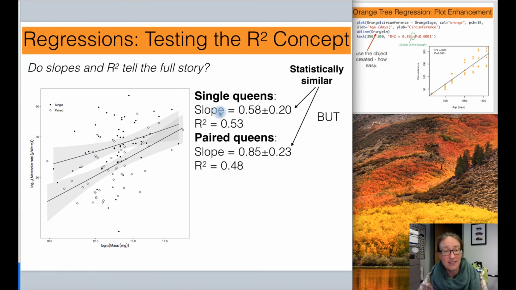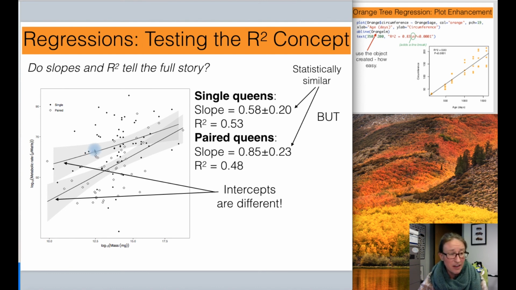But if I statistically compare the slopes for queens by themselves or queens in pairs, I actually find that the slopes are very similar to each other. They're not different from each other. So the nature of the relationship is the same for single versus paired queens. However, one thing that I did find was that in this case, the intercepts were different, as indicated by the higher elevation of the line for queens by themselves. So what this means is, regardless of how big a queen is, there is a metabolic advantage to starting a nest with a friend.